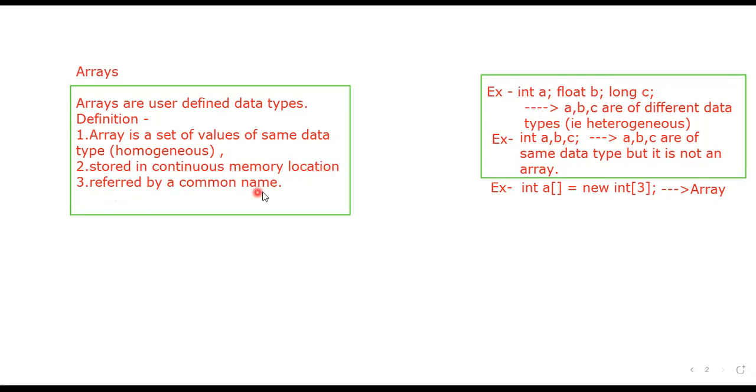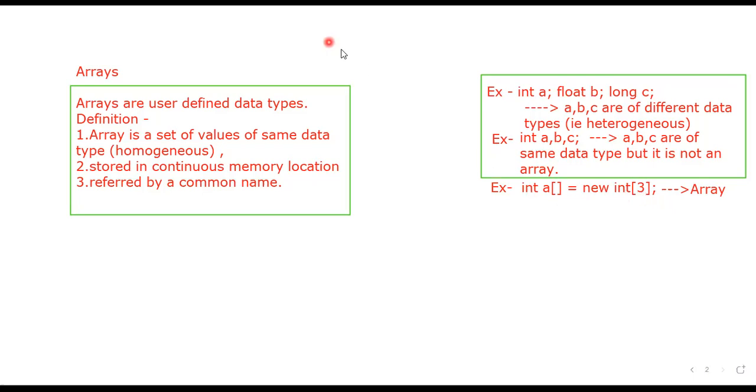Third point is that it is referred to by a common name or the same name. So you observe that here A, B, C are three different variables. Yes, these are three different variables having the same data type. But they are not stored in continuous memory location. Wherever they find a place, they will occupy the memory. But here, since you are saying I want continuous memory location, an array is storing the data in continuous memory location. I will give you an example here.